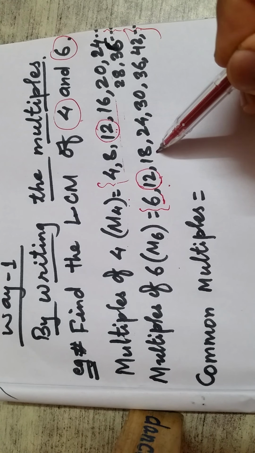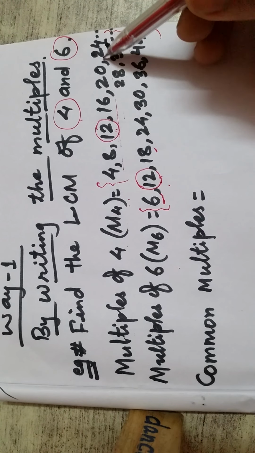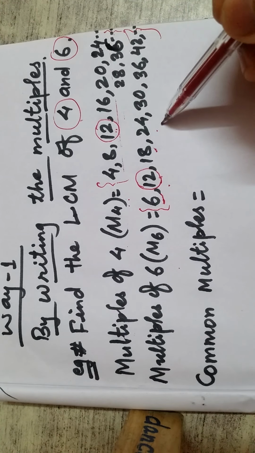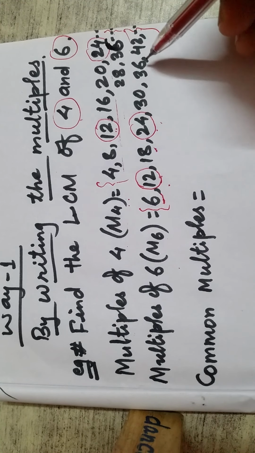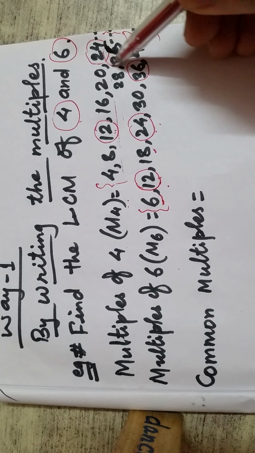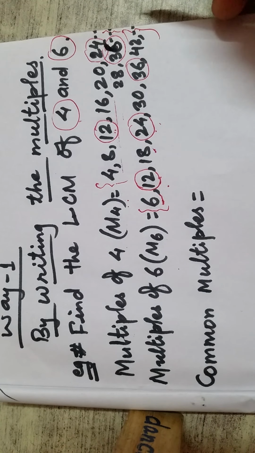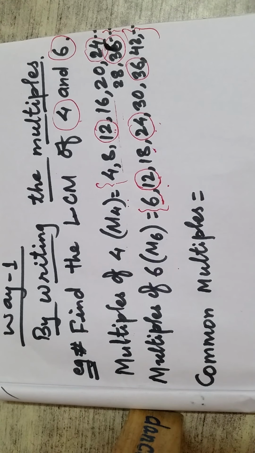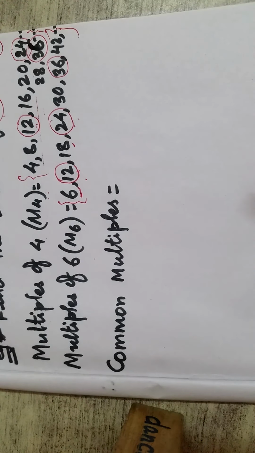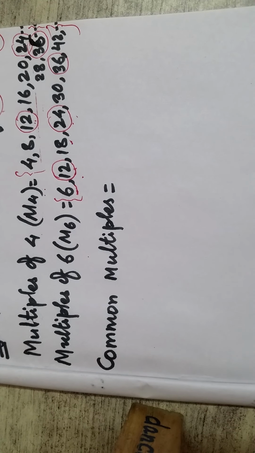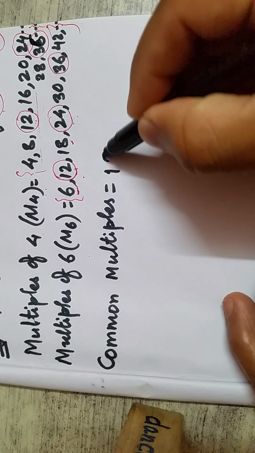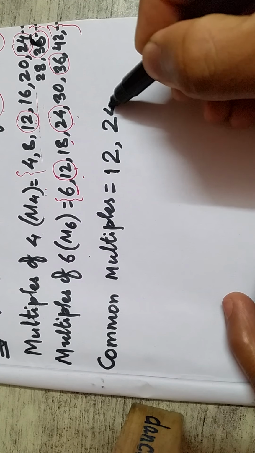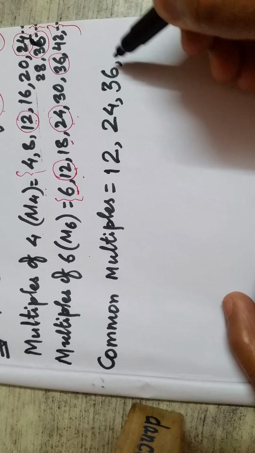Similarly, if we try to find out the common multiples, 18, let's check. It is not there. 24, yes, on both. So this is also another common multiple. Similarly, we can find 36 also, and so on. We may find other more common multiples also. So from above, we can write the common multiples we found: one is 12, another is 24, another is 36, and so on.